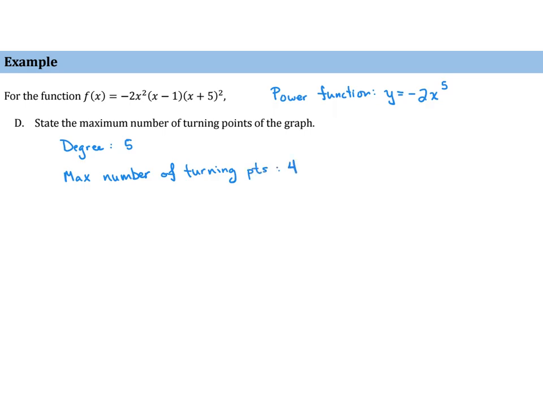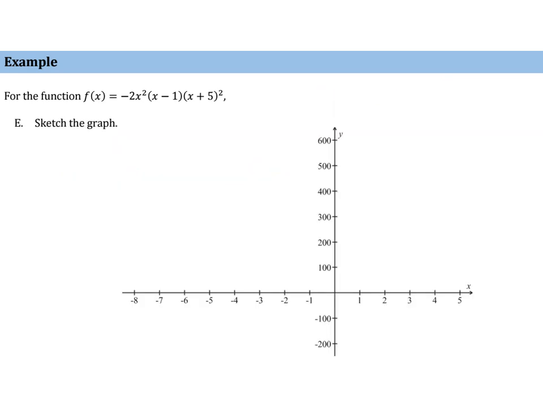So 4. Now we can put it all together. We remember that our end behavior should look like this, and so whenever we go to graph, that'll help us out. So let's go ahead and put on our graph our key points.